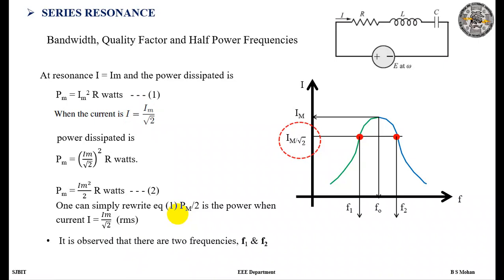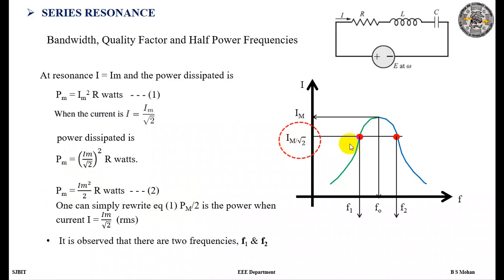So why are we saying half power? Please understand, at resonance we have maximum current. When you say half power, we are taking the current as the RMS value of the maximum current, and the power is half of the maximum power. At that value, we have two frequencies, called cutoff frequencies or half power frequencies. It is evident from equation 2 that the power is divided by 2. What was the reason for this? It is because we have taken the RMS value of current.